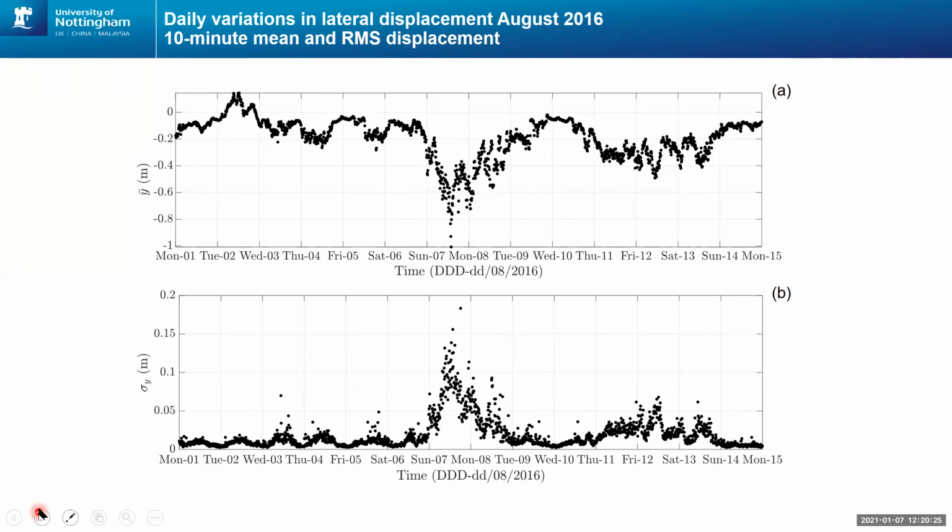In the lateral direction, we don't see that effect of traffic and the effect of temperature. So there's no diurnal cycle in here, either in the mean or in the RMS, the dynamic response. But what we do see is the effect of wind. A windstorm came through on this Sunday, Monday period on the 7th, 8th of August that month. And you can see a big drift in the mean wind response moving up to 1 meter sideways, accompanied by some dynamic excitation up to 200 millimeters RMS displacement due to the wind.